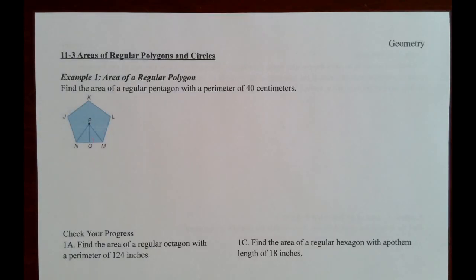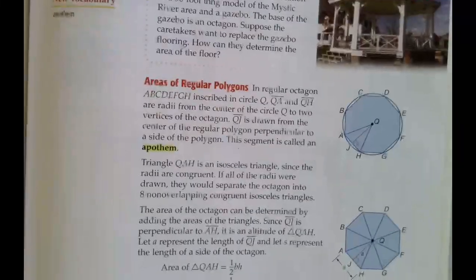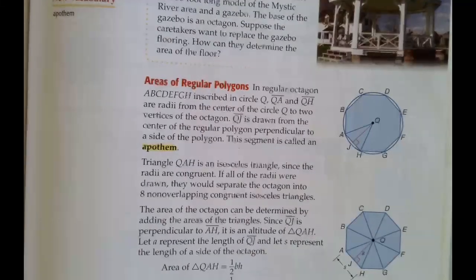Hi guys, so today we're doing area of regular polygons and circles. Before we get started talking about the formula, we're going to talk about a key part of the formula, which is something known as an apothem.